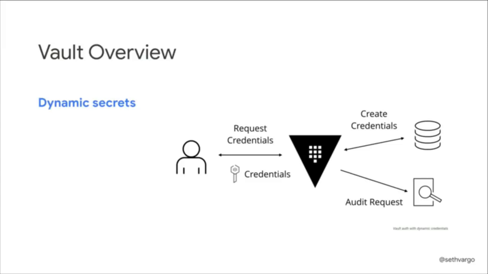So if you imagine your application boots, the first thing that it does is authenticate to Vault. Vault then goes out to whatever services you need, Postgres, MySQL, creates the user for you, returns a unique username and password. Your app then uses that for its lifetime.